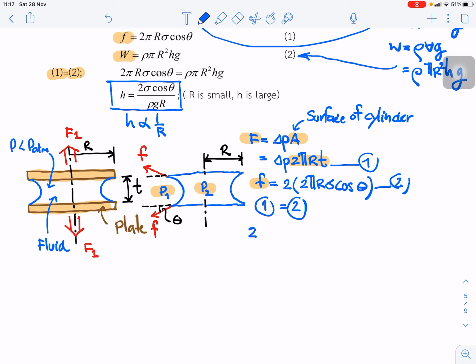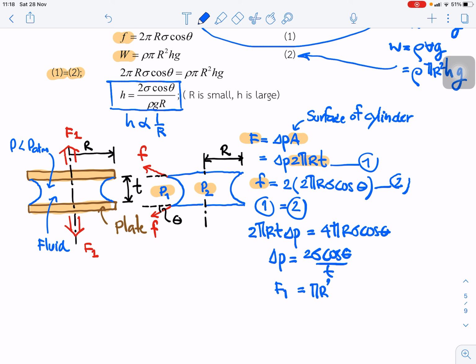2 pi R T equals 4 pi R sigma cos theta. And we can prove that delta P is equal to sigma cos theta divided by T. Okay. And finally F is equal to pi R squared delta P.